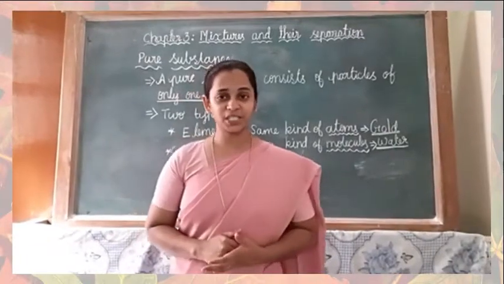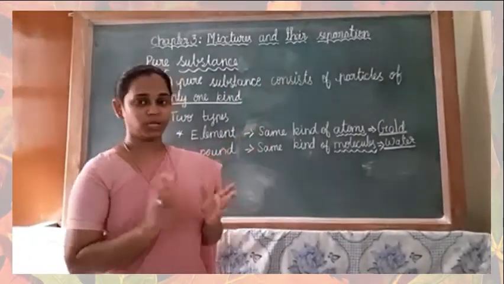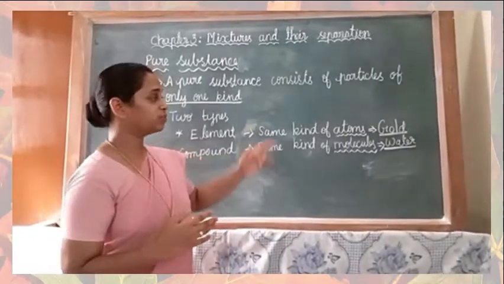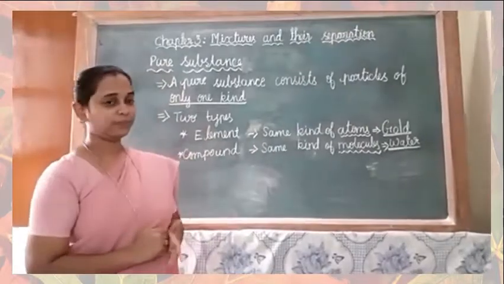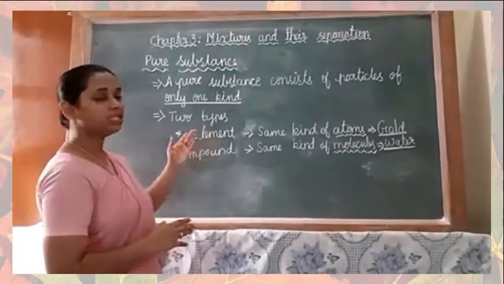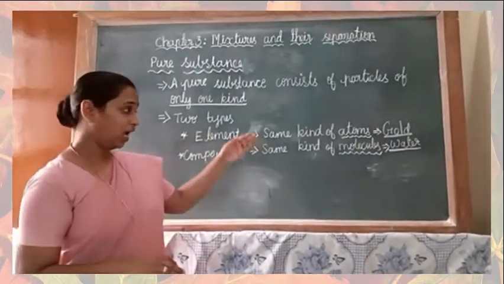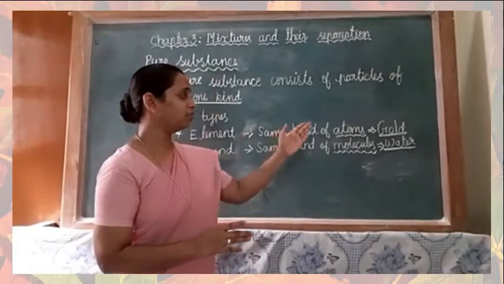What is pure substance? A pure substance consists of particles of only one kind. What are the two types of pure substance? Element and compound. Element is made up of same kind of atoms. For example, gold.